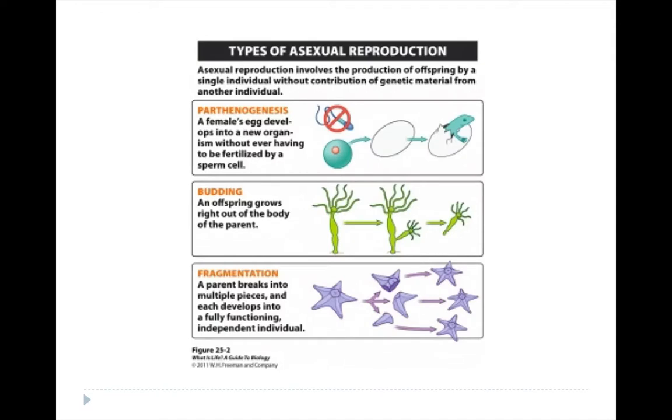So to summarize, types of asexual reproduction, we have parthenogenesis, we have budding, and we have fragmentation. Those three allow organisms to reproduce without actually having sex with another animal.